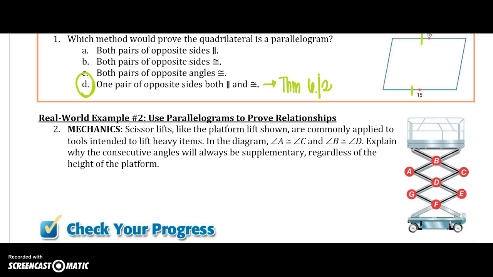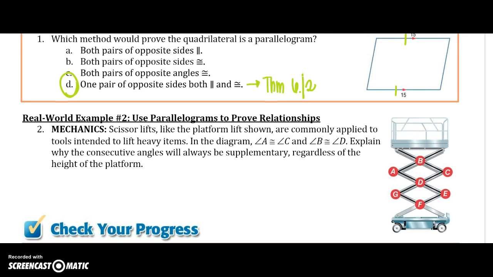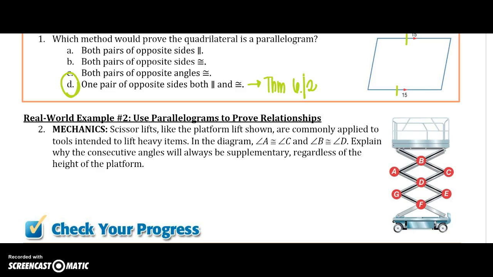All right, a scissor lift, like a platform lift shown, is commonly applied to tools intended to lift heavy equipment. I think we have some of those in our gym sometime to hang those banners and stuff. We know that angle A is congruent to angle C. We also know that angle B is congruent to angle D. Explain why the consecutive angles will always be supplementary regardless of the height of the platform. So before we do that, we know that opposite angles are congruent.